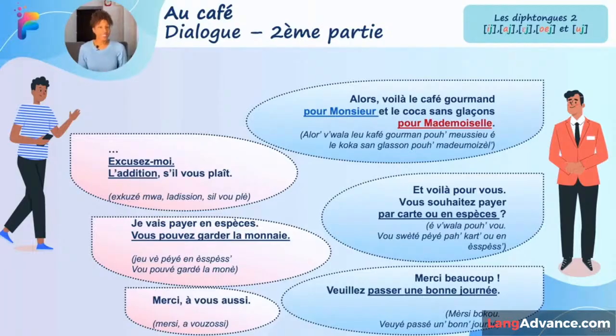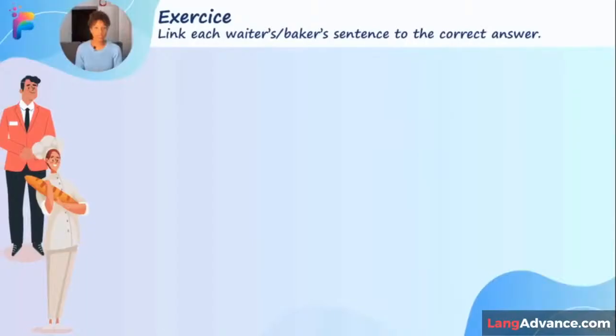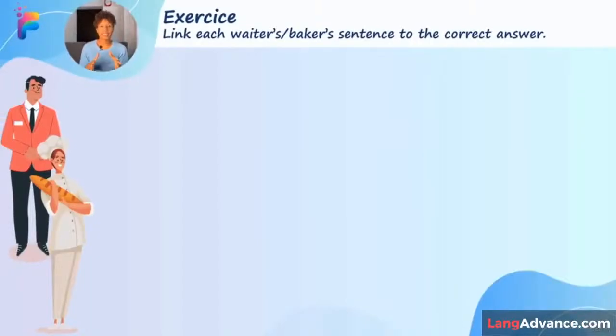Well done. How was it? Don't hesitate to do it multiple times. Here we have a different exercise. You need to link each waiter or baker sentence with the correct answer. I'm going to read the waiter and baker's line first.